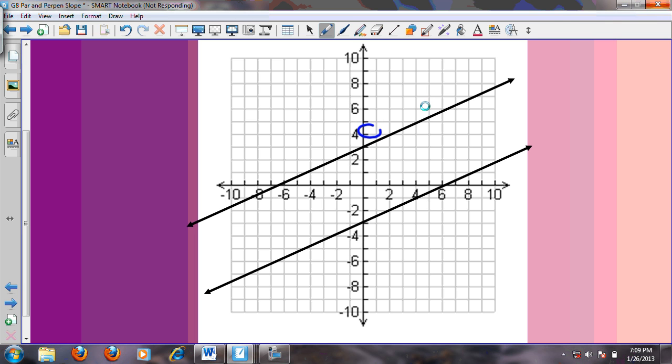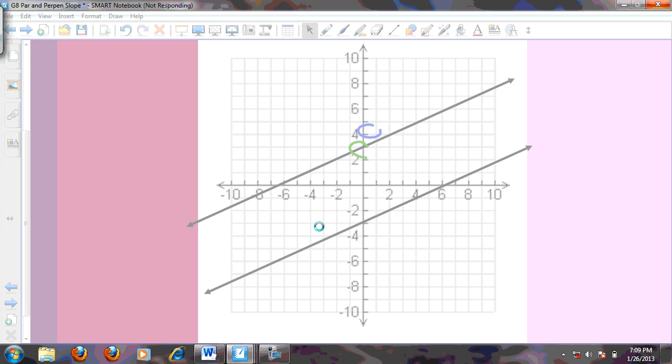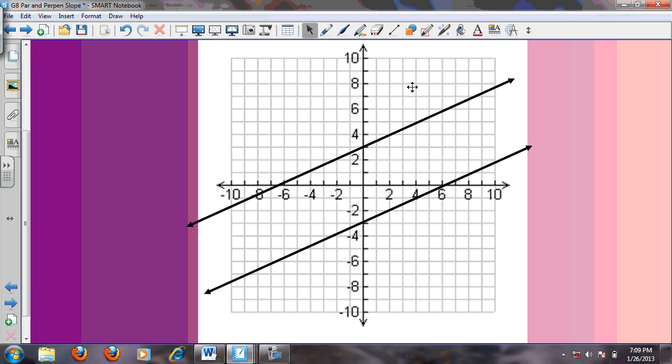Anyway, you can see that the y-intercept of the top line is at 3, and the y-intercept of the bottom line is at -3. What do you notice about the steepness of the line? Do they appear to be at the same steepness? So we have 3, -3. They appear to have the same steepness, which means they would have the same what? Yes, Eric, the same slope.